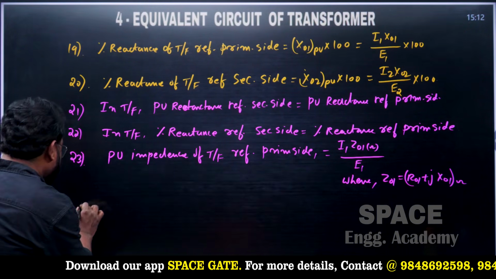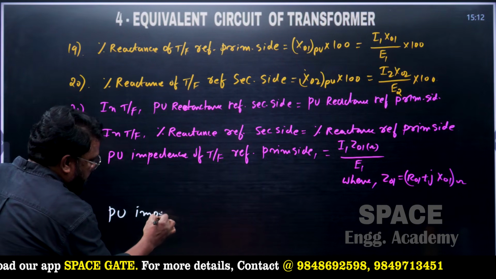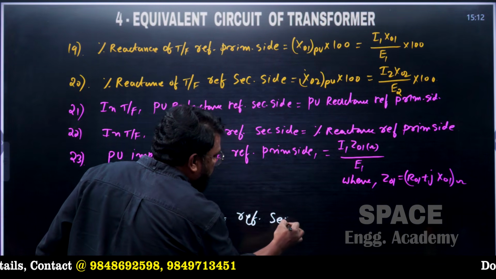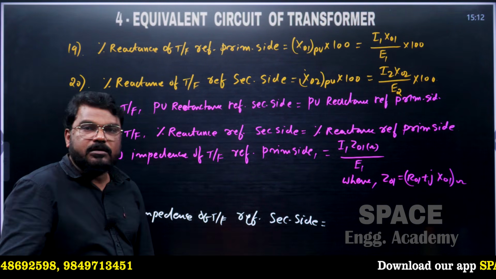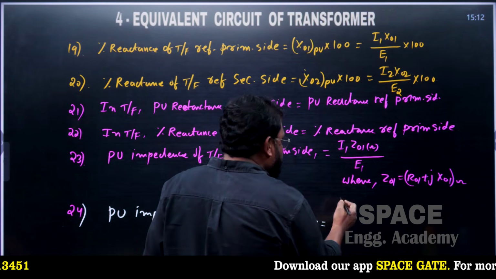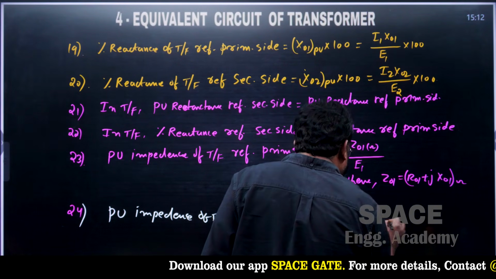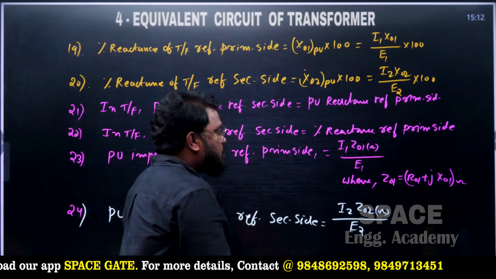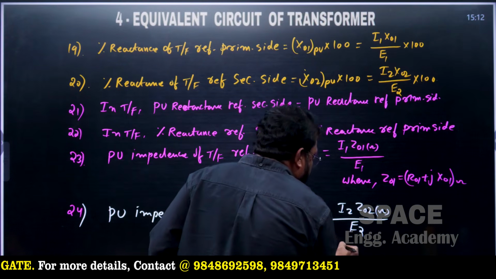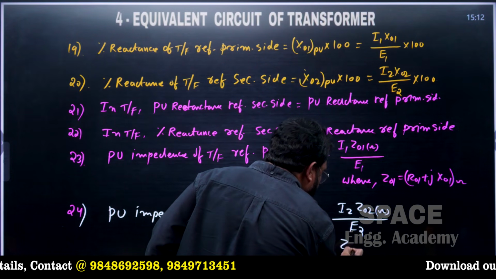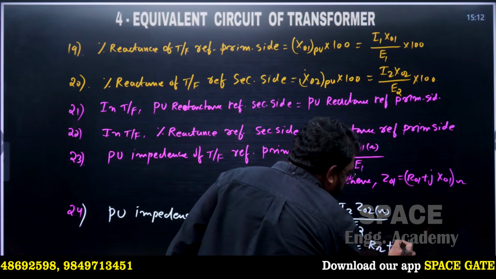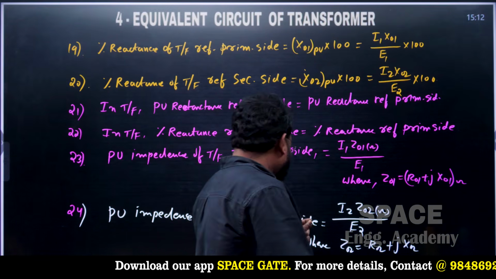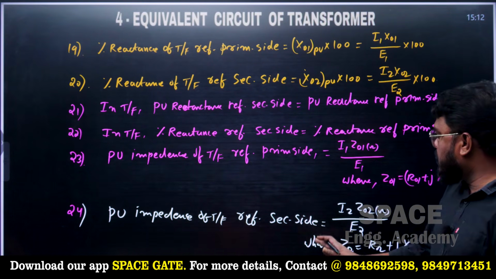And similarly, the per unit impedance of the transformer referred to the secondary side. How do we calculate it? This value is equal to I2 Z02 divided by E2. Here Z02 is the total impedance referred to the secondary side, where Z02 is equal to R02 plus jX02. So this is another possibility of the question.